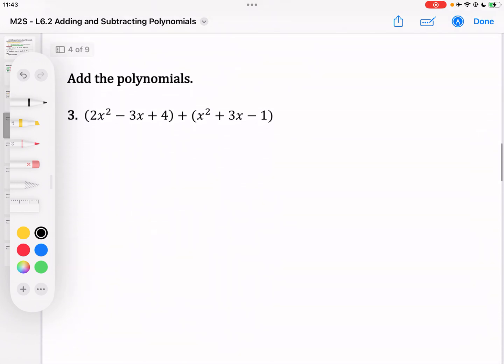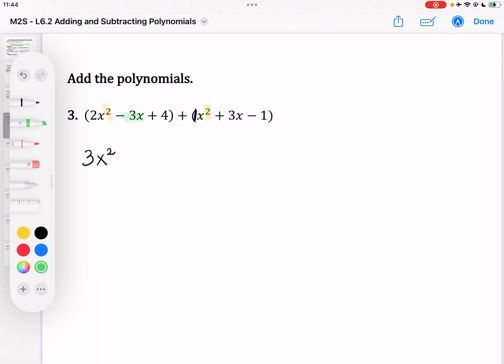Okay, let's do another one. So same idea for this problem. I'm going to look for my biggest exponent out of all of them. But we're still adding because that's what the middle piece says. So the biggest exponent for both of these is a 2. So I'm going to add those together. So we've got 2 plus, and then this is a 1. So 2 plus 1 is 3. So I write 3x squared.